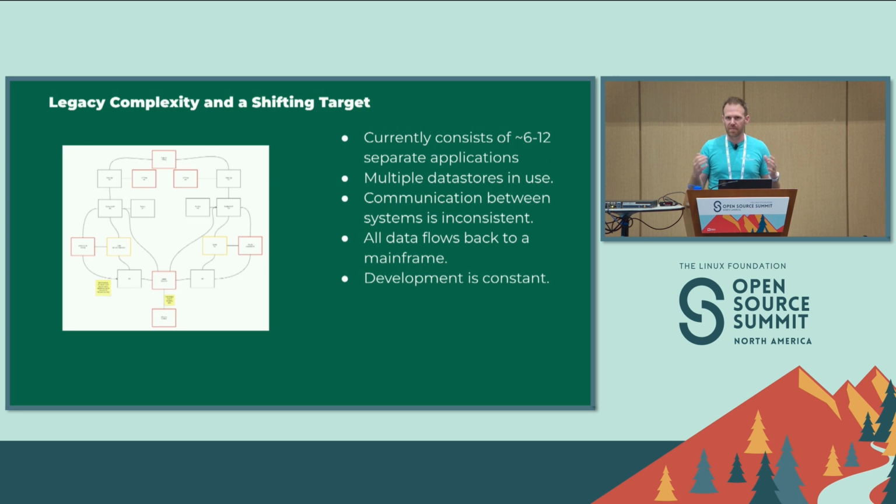So that's sort of the backdrop for this project. And this is that architectural diagram that I mentioned. You're not going to be able to read this. Don't worry about it. What you can see here is just a lot of different systems. And depending on how you count them, there are like 6 to 12 different applications in play here, forming the unemployment system. And each one of those has its own data store, so there are multiple data stores in use.